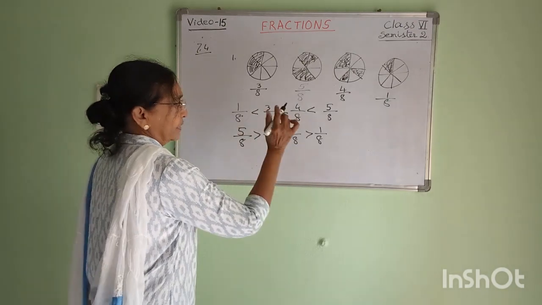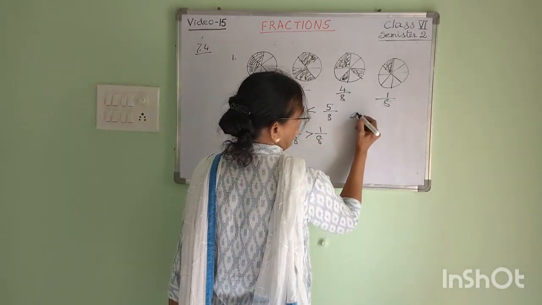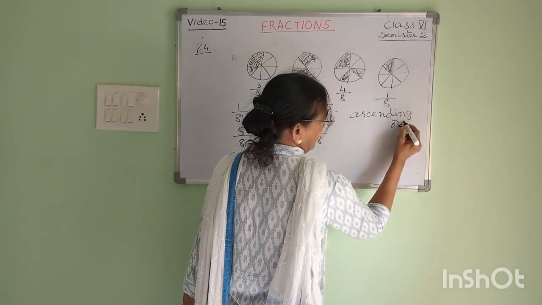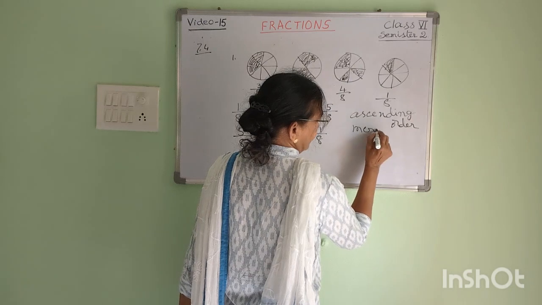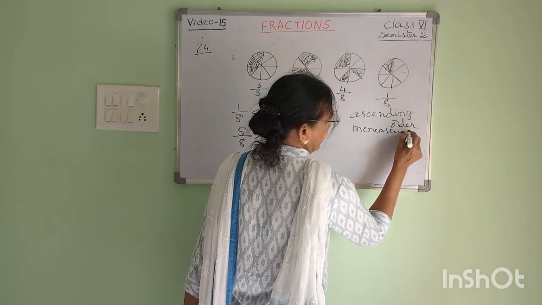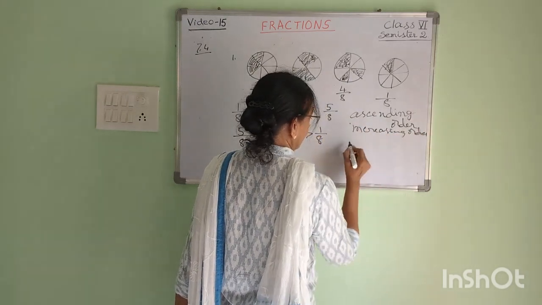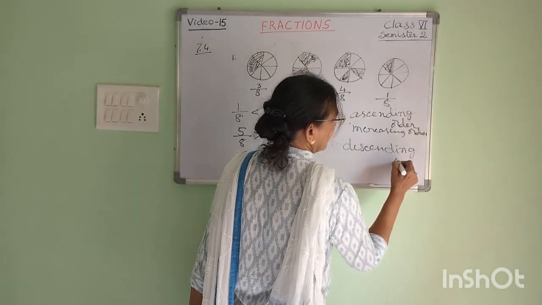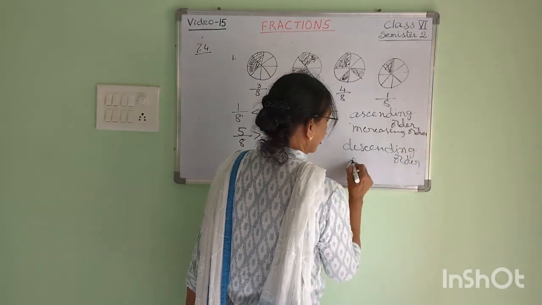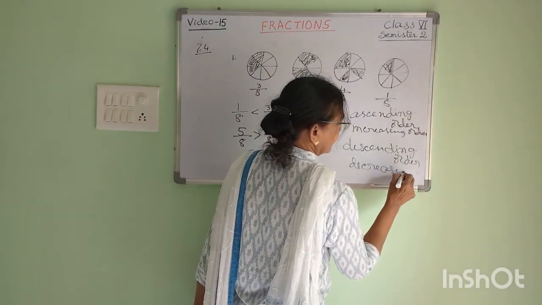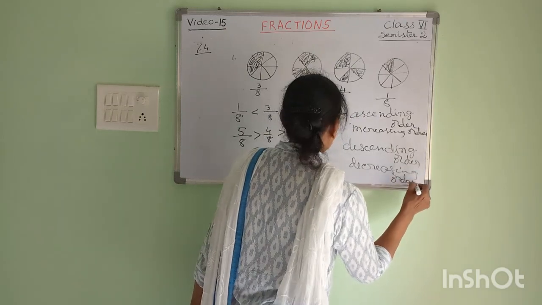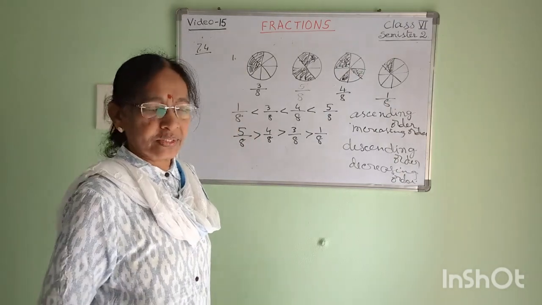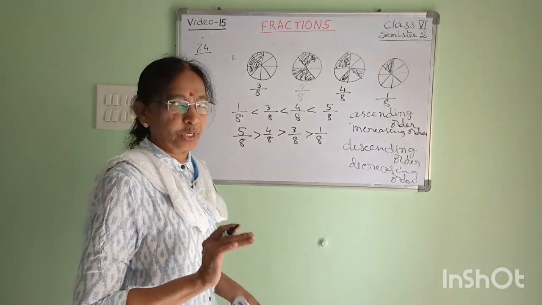This is ascending order, or increasing order. This is descending order, or decreasing order. Thus we can compare the first figure. Similarly, the second figure also, the same way, you can do at home.